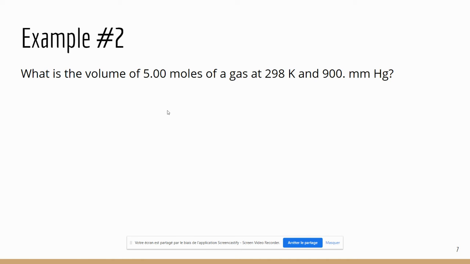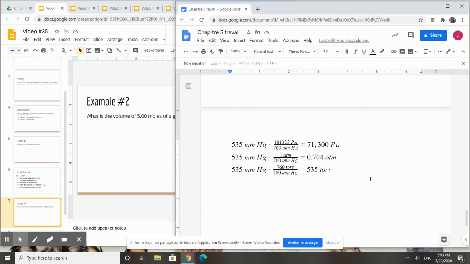So I'm going to work through this. I like to do these problems just by listing what's there. It says 5.00 moles, so that's my N. I see that temperature is 298 Kelvin, so T is equal to 298 Kelvin. And then it says that we have it at 900 millimeters of mercury. So that's my pressure. I'm going to go ahead and convert that to ATM before I do the rest of the problem.